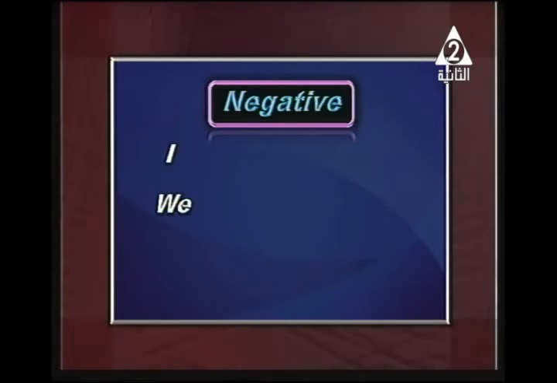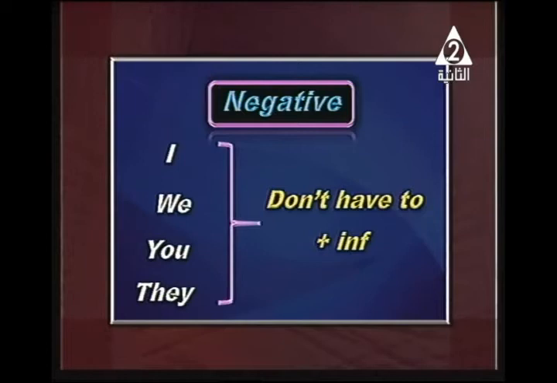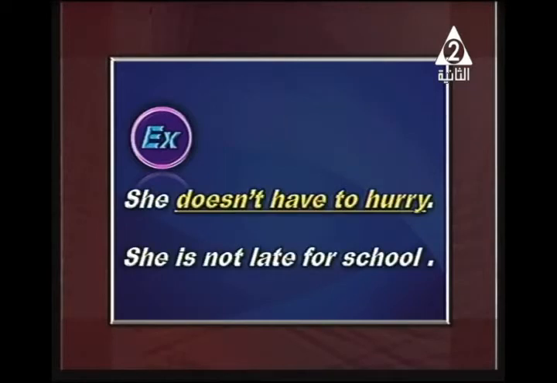I we you they don't have to plus الانفينيتيف. Examples: she doesn't have to hurry. She is not late for school. هنا في عدم ضرورة. she استخدمت معاها doesn't plus have to plus infinitive.